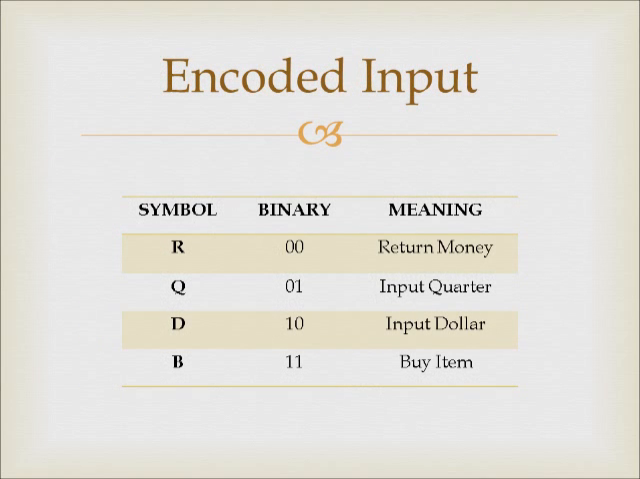It was decided that the inputs would be encoded through a 4-to-2 encoder. Return would be encoded into binary 0, quarter would be encoded into binary 1, dollar would be encoded into binary 2, and buy would be encoded into binary 3.